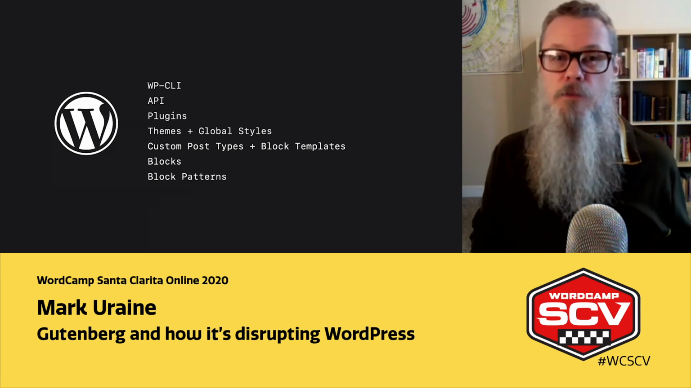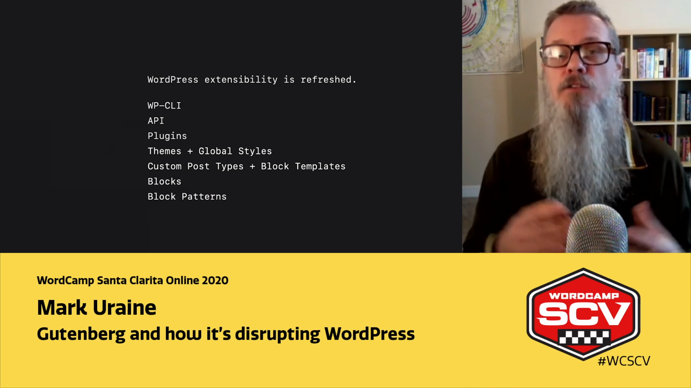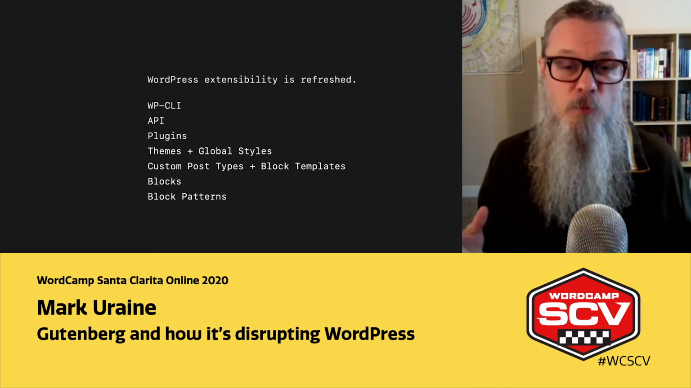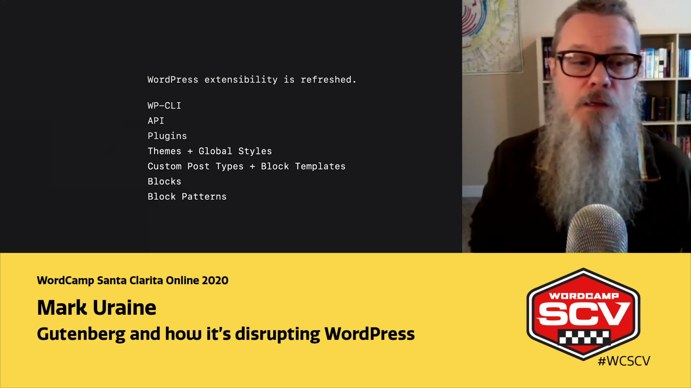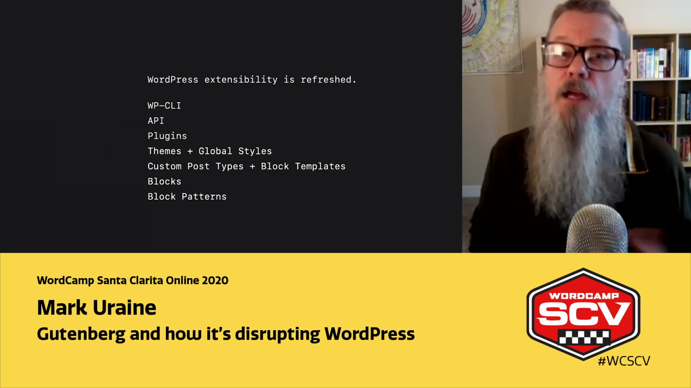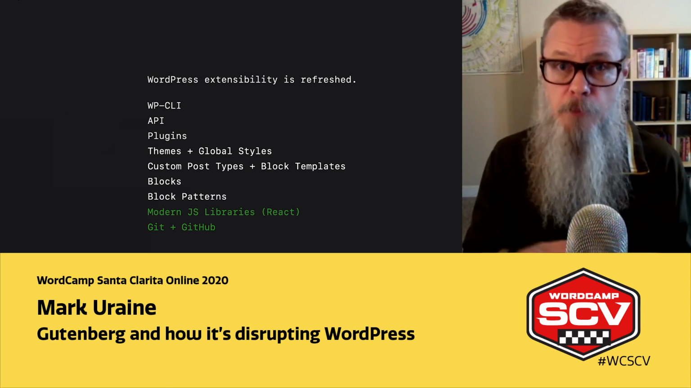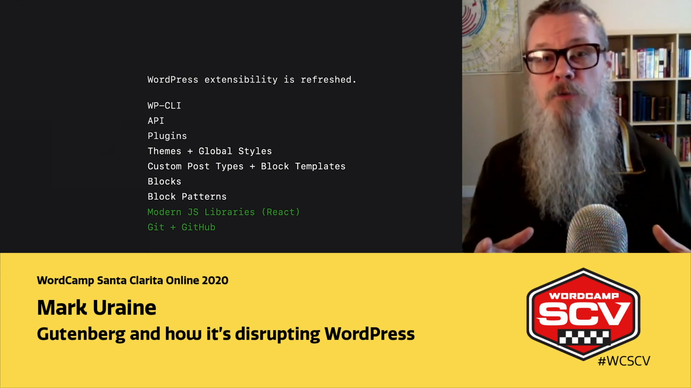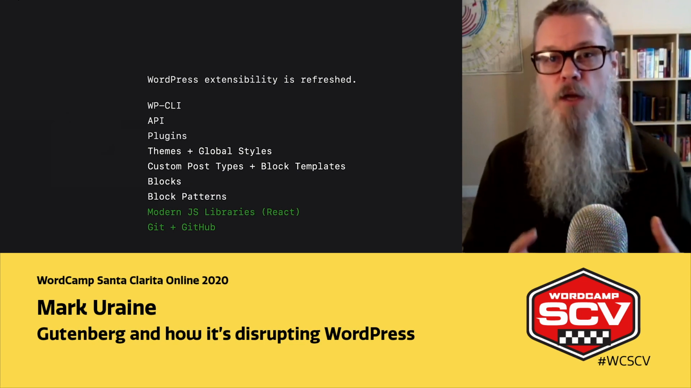And ultimately, when we see all this stuff together, we notice that WordPress's extensibility is refreshed. It's getting a bit of an overhaul, I guess, or a revamping of how WordPress can be extended. It's meeting that need or desire of people that want the ability to extend WordPress and customize it the way they want. So all that in conjunction with modern JS libraries like React, Git, and GitHub really opens up a beautiful opportunity for people and a beautiful way to innovate within WordPress.